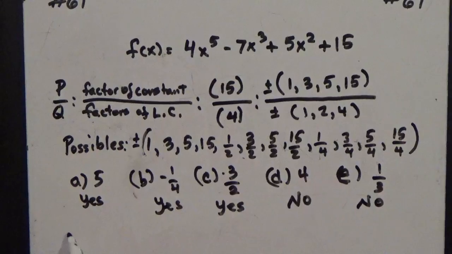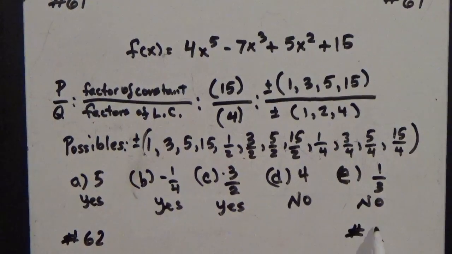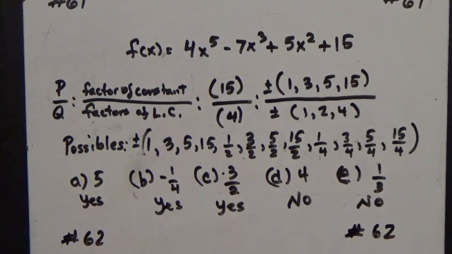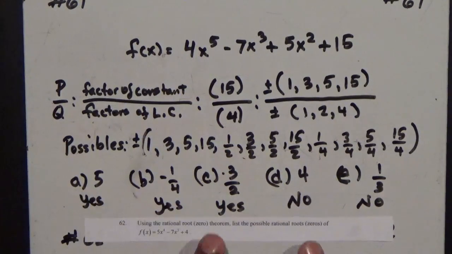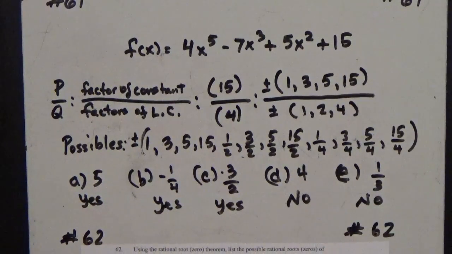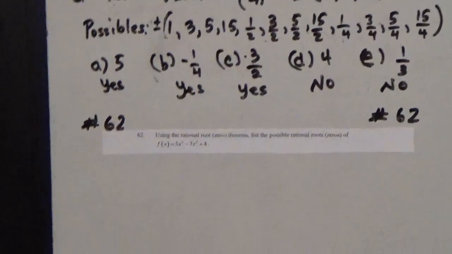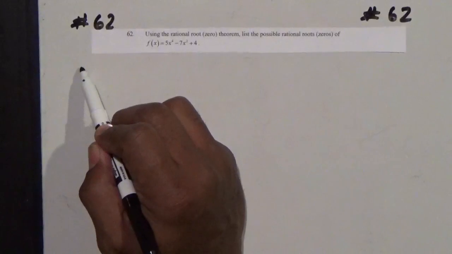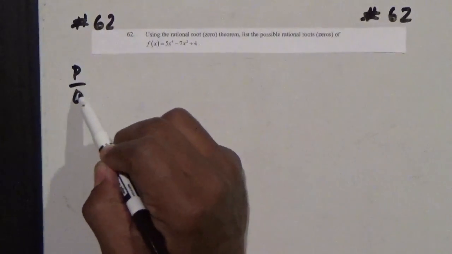All right, number 62 follows the same situation, but the question is asked a little differently, just a little differently. It just asks you to list them. So we listed them for the last one, but this one is asking you just to list them, not yes or no. And so for number 62, we have a constant. There you go, P over Q.